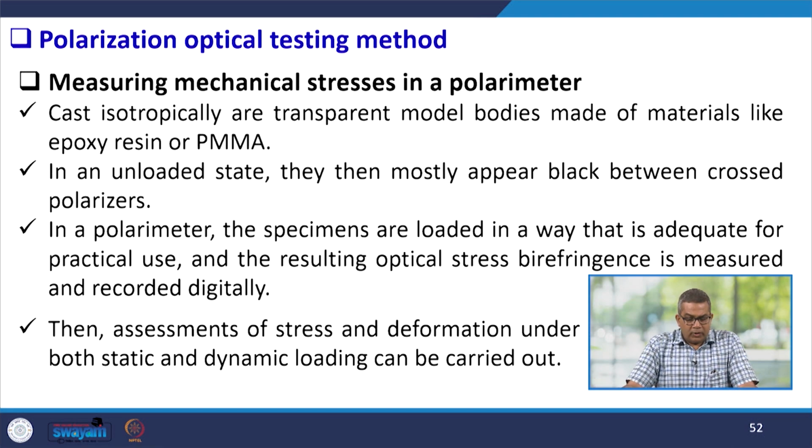When we talk about polarization optical testing methods, the measuring of mechanical stress in a polarimeter comes into existence. Isotropically cast, transparent model bodies made of material like epoxy resin or PMMA, in an unloaded state, then mostly appear black between crossed polarizers. In a polarimeter, the specimens are loaded in a way that is adequate for practical use, and the resulting optical stress difference is measured and recorded digitally. And then the assessment of stress and deformation under both static and dynamic loading can be carried out.